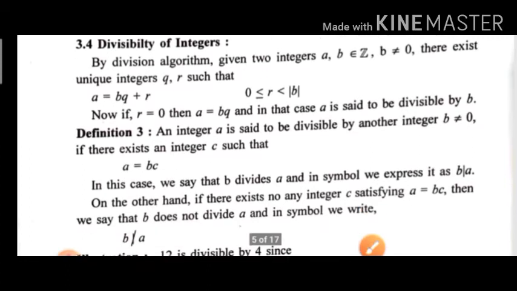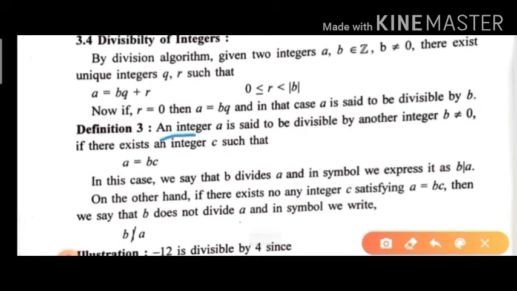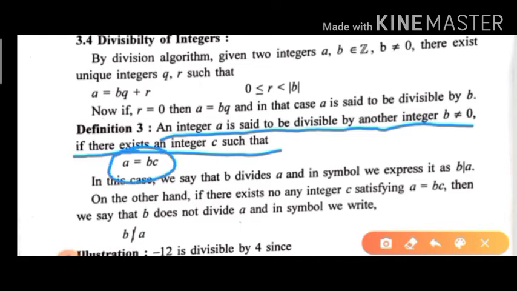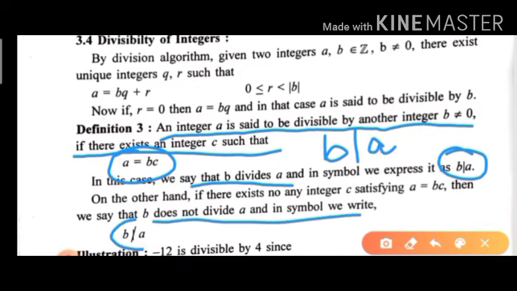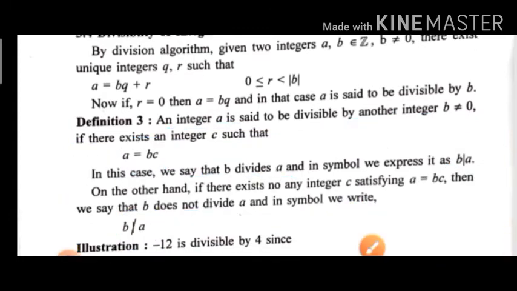So the definition is given. An integer a is said to be divisible by another integer b not equal to 0 if there exists another integer c such that a is equal to bc. In that case how do you write? b divides a, and symbolically we write b, put a vertical line, and then a. If it doesn't divide, we just cut that line like this.